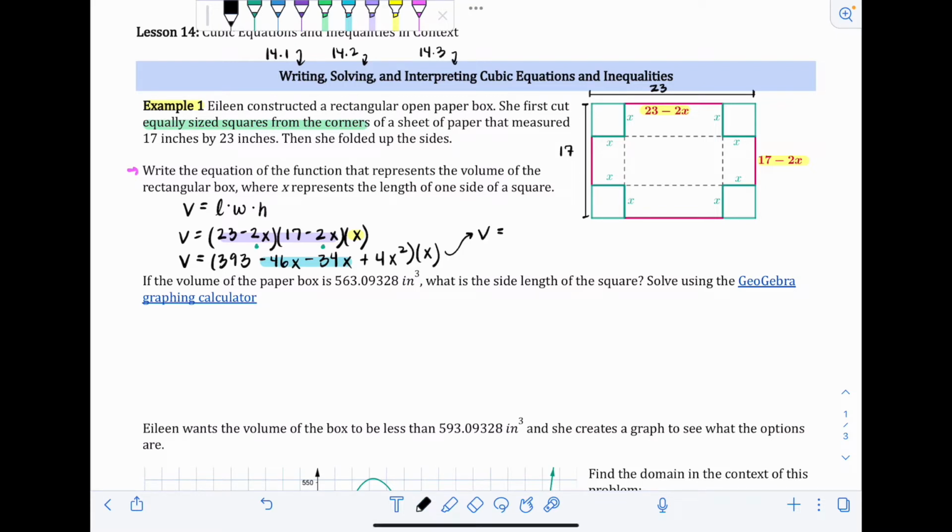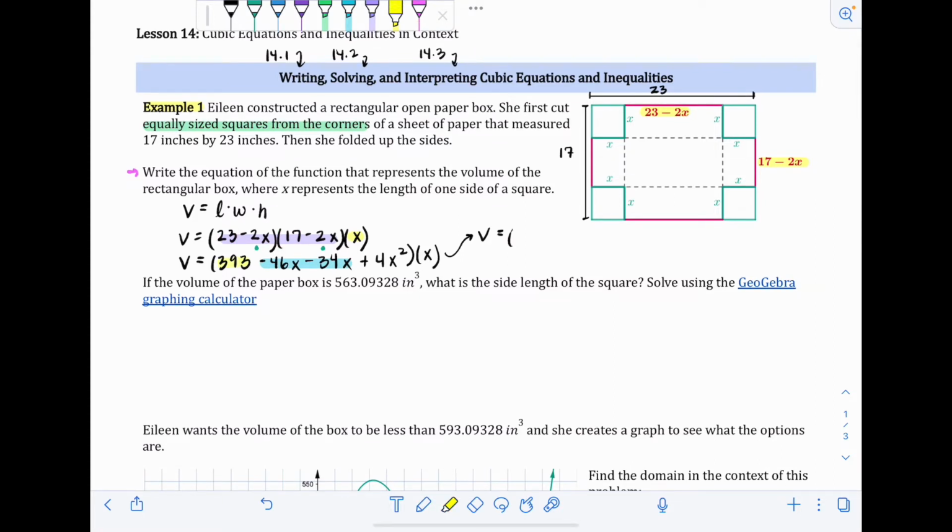So v is equal to, and then, oops, I think I might have said the correct product for 23 and 17, but I don't think I wrote the right one. So 23 times 17, yeah. I don't know why I wrote 393. It should be 391. So if you wrote the 393 with me, change it to 391 right there. So it'll be 391.